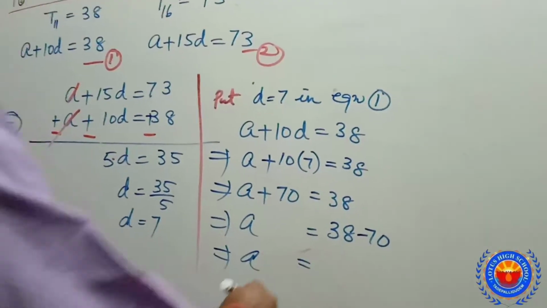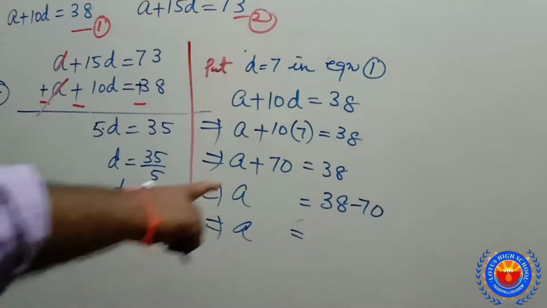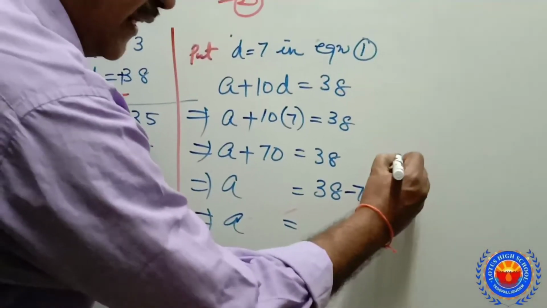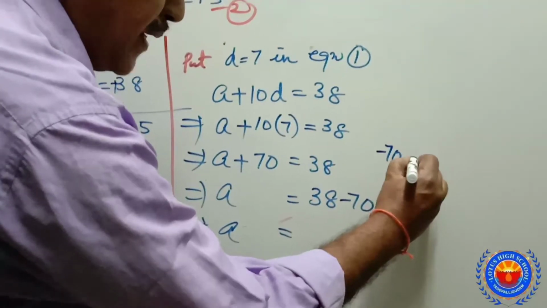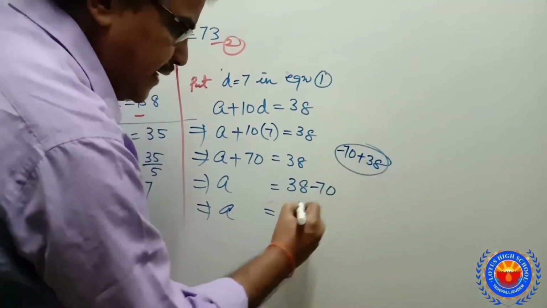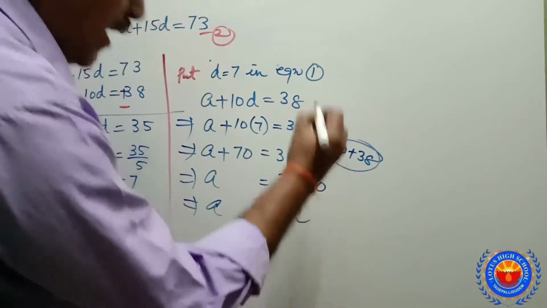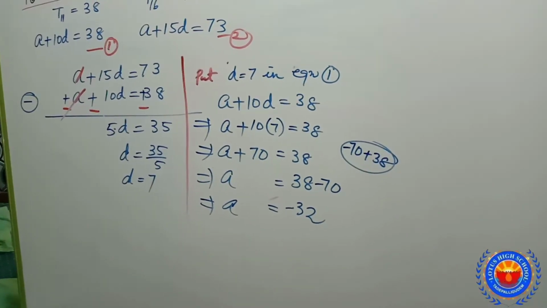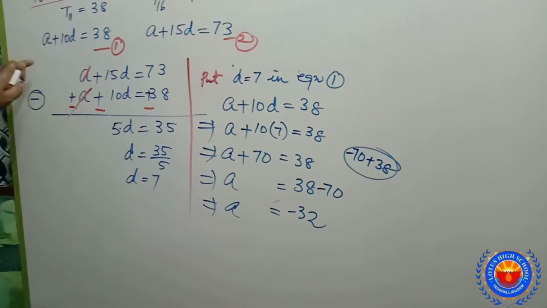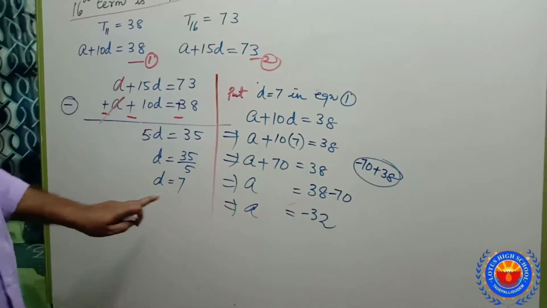38 minus 70 is nothing but minus 70 plus 38. The answer is minus 32. Now I got the a value, I got the d value.